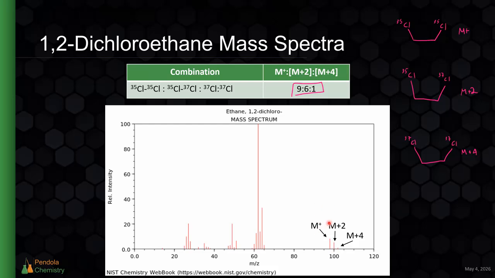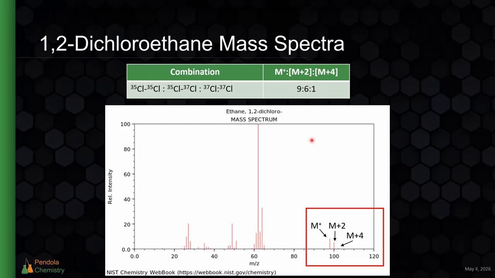But if we look at these, we have that 9-to-6-to-1. So we're going to have the M plus peak. The M plus 2 is roughly 2/3 the height of that one. And then the M plus 4 is very small. It's roughly 1/6 of the M plus 2 peak. If we see this pattern, it's kind of like descending bars at the M plus 2 and M plus 4 peaks. We know that there's 2 chlorines in our compound.